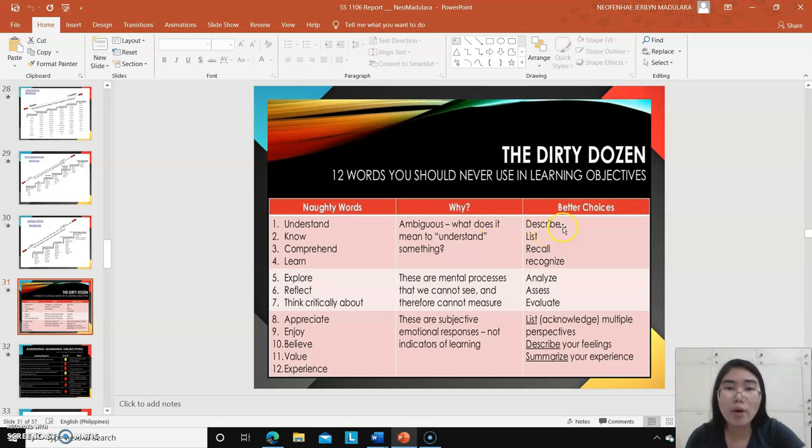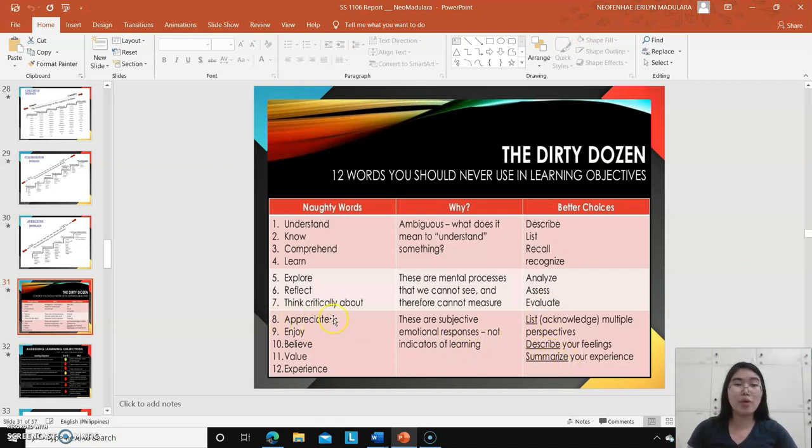You can use these words: describe, list, recall, recognize. Explore, reflect, or think critically are also words to avoid. Why? These are mental processes that we cannot see and therefore cannot measure. We can have better choices: analyze, assess, evaluate. Appreciate, enjoy, believe, value, and experience are also the same. They are words to avoid. Why? Because these are subjective emotional responses, not indicators of learning. So it is better to use list, describe, summarize.